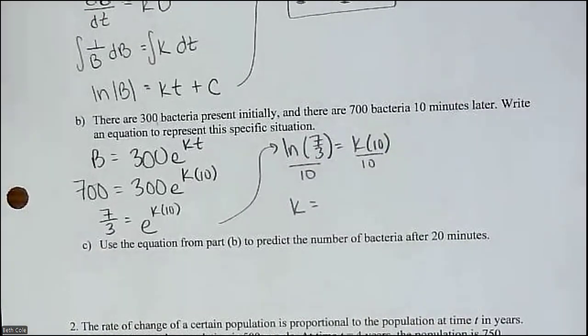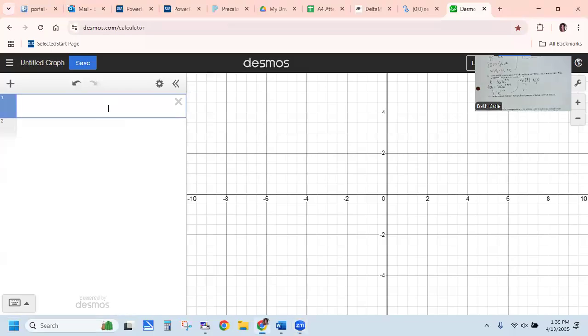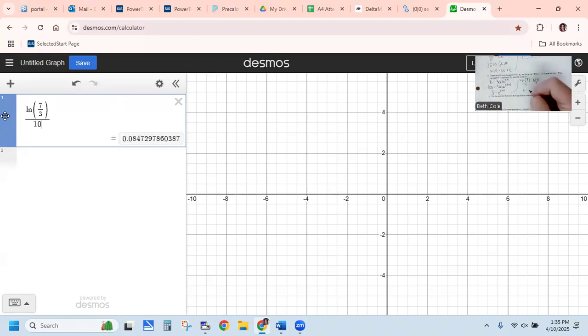But I'm going to share my screen. I just need for you to watch. All right, so it is ln 7/3, whole thing divided by 10. It's a decimal, but it came out to a positive number. That's because the amount of bacteria is increasing because the derivative is positive. Remember that first derivative test? Okay, so that is your k value.